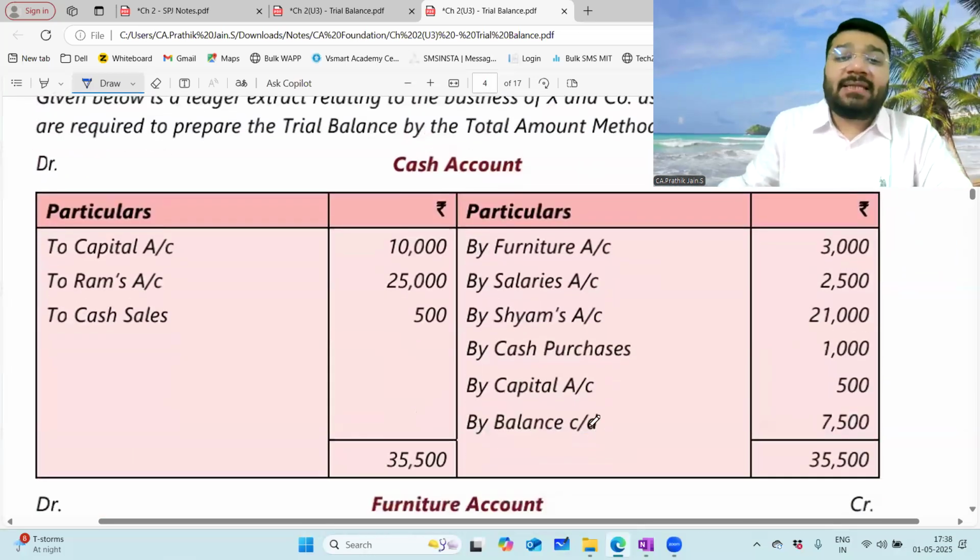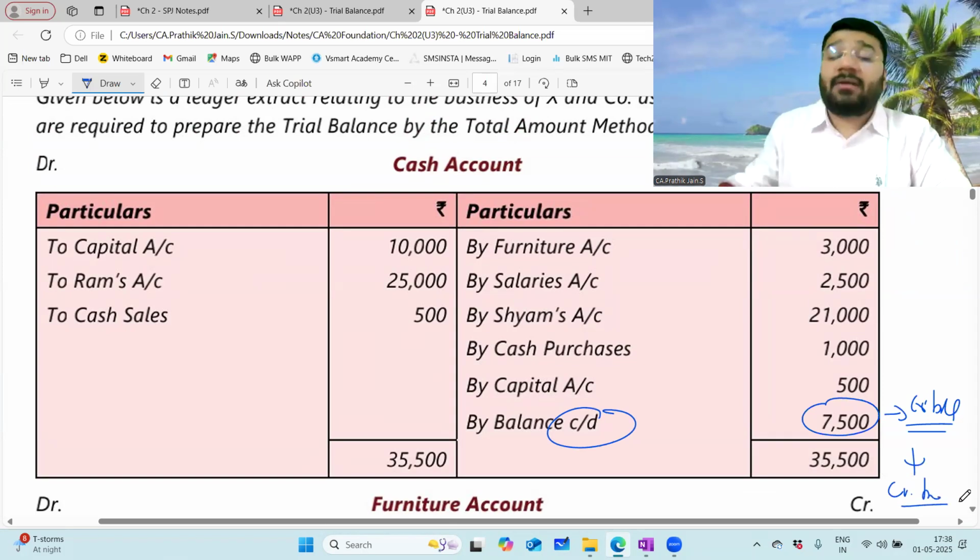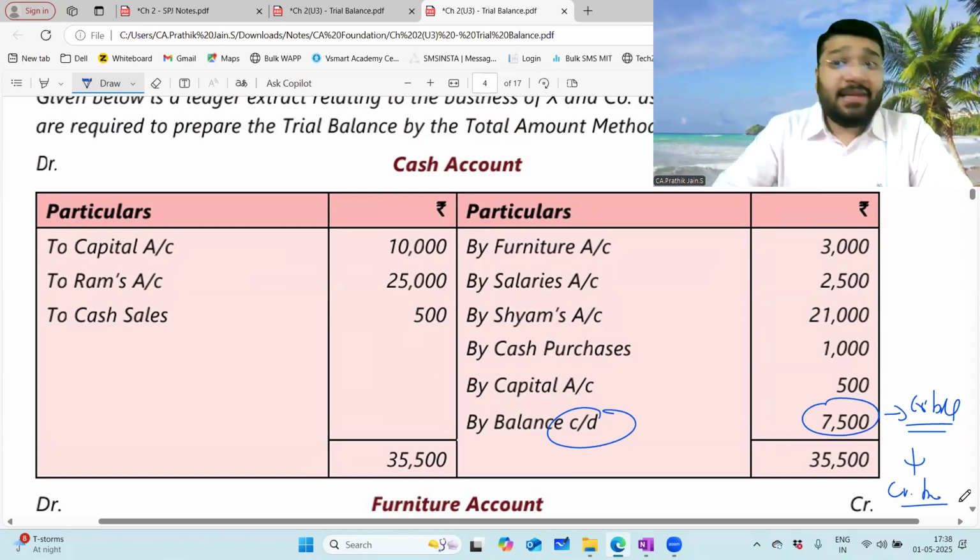Sir, the cash balance carried down is coming on the credit side, sir. So this is the credit balance of the ledger, sir. So this will go to the credit column of the trial balance, sir. Tell like that. Who wants to tell that? Arun, you want to tell?